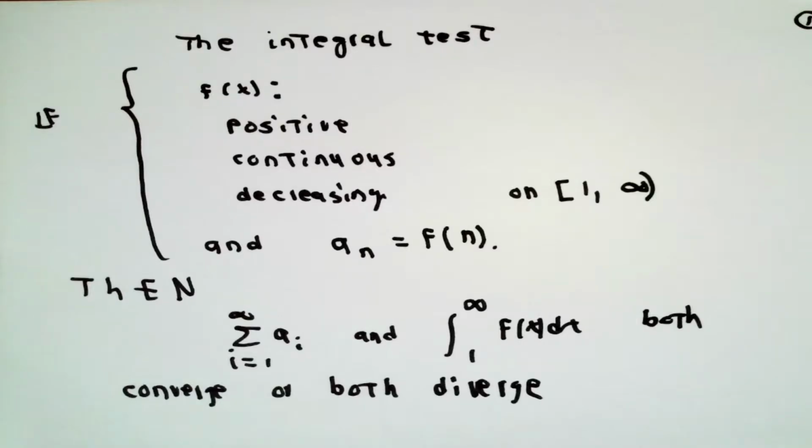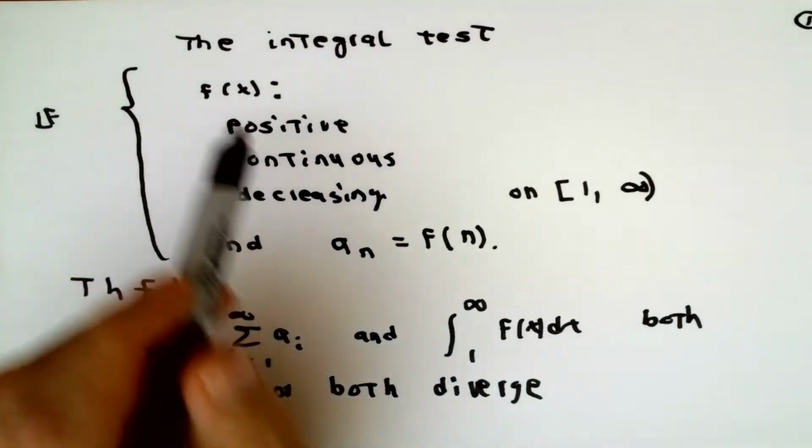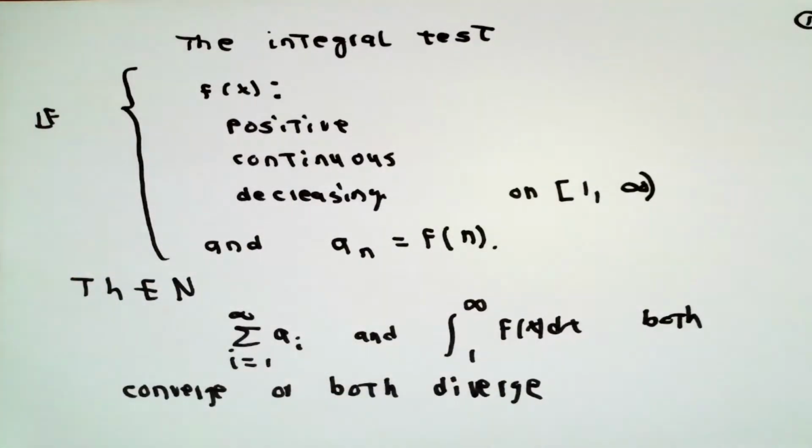If all of these statements are true, then the sum from i equals 1 to infinity of a_i and the integral from 1 to infinity of f of x dx either both converge or both diverge. So if I know about one of them, I automatically know about the other. If any of these hypotheses are not true, then all bets are off.